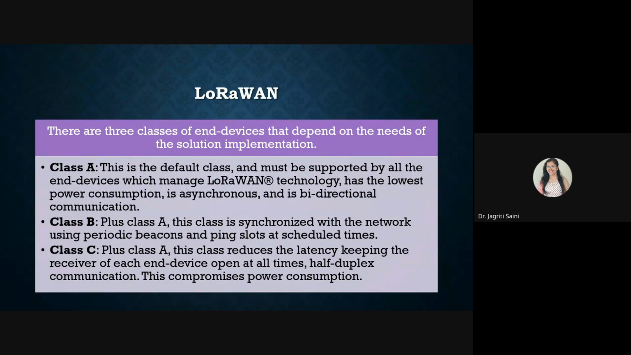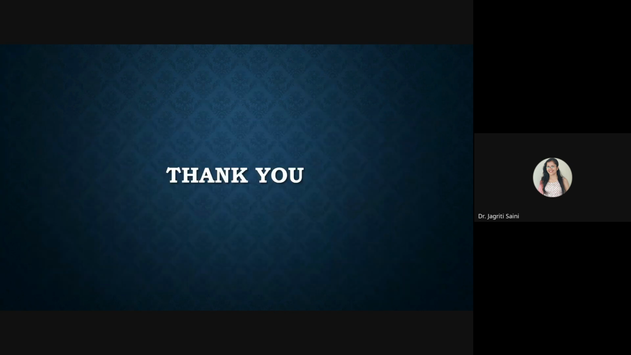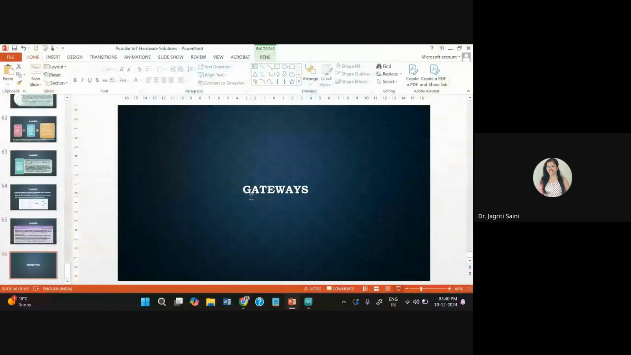For these LoRaWAN connections also, you may find different classes for the connectivity: class A, class B, and class C, depending upon what kind of transfers you want to accept in your hardware design. Whether it is a two-way communication, whether you want acknowledgements, whether you need half duplex or full duplex, accordingly you can create the setup. And definitely you can save power also based on the type of connection. So that was all about the hardware that we have in the market.